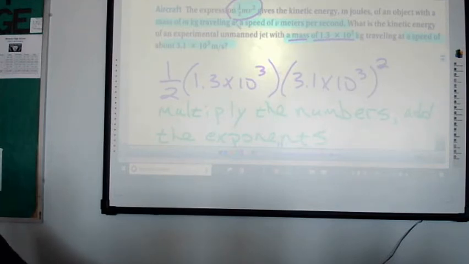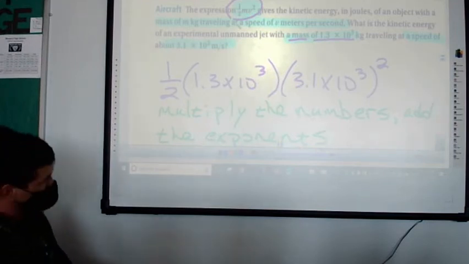What is the kinetic energy of an experimental unmanned jet with a mass of 1.3 times 10 to the third kilograms, traveling at a speed of about 3.1 times 10 to the third, meters per second, velocity essentially.